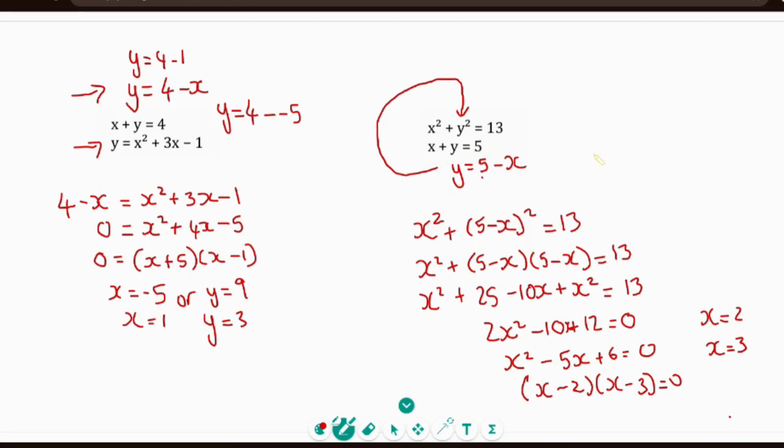So when x is 2, we sub it back into this top equation to find y. y is 3. And when x is 3, y is 2.